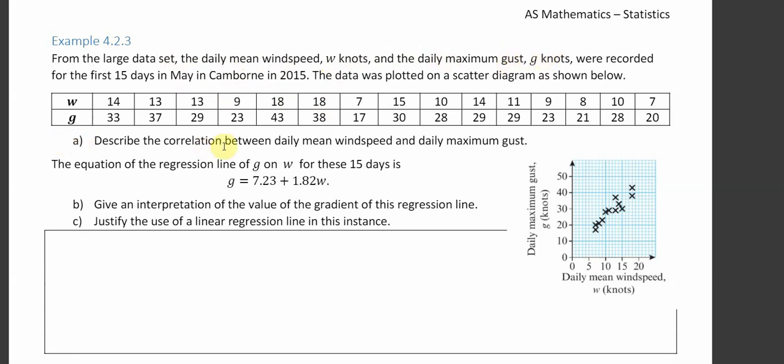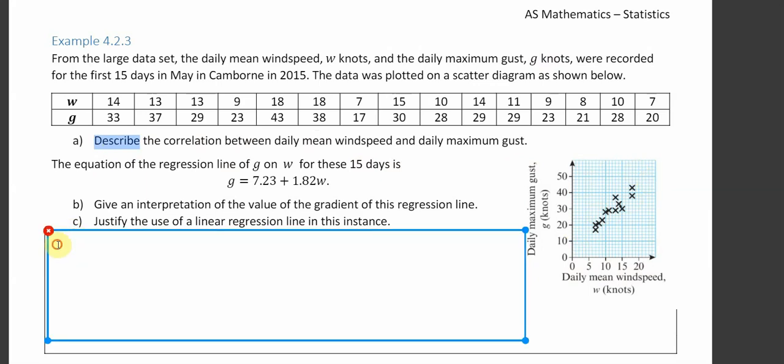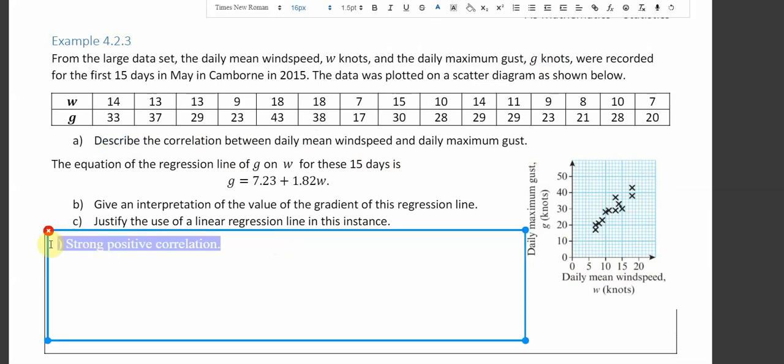Part A, describe the correlation between daily mean wind speed and daily maximum gust. So it's the word describe, not interpret. So all we need to do is say what type of correlation we have here. The scatter graph is here on the right. We can see there does seem to be a positive correlation here. So part A, we could say strong positive correlation, or moderately strong. I'm sure that will be accepted as well.